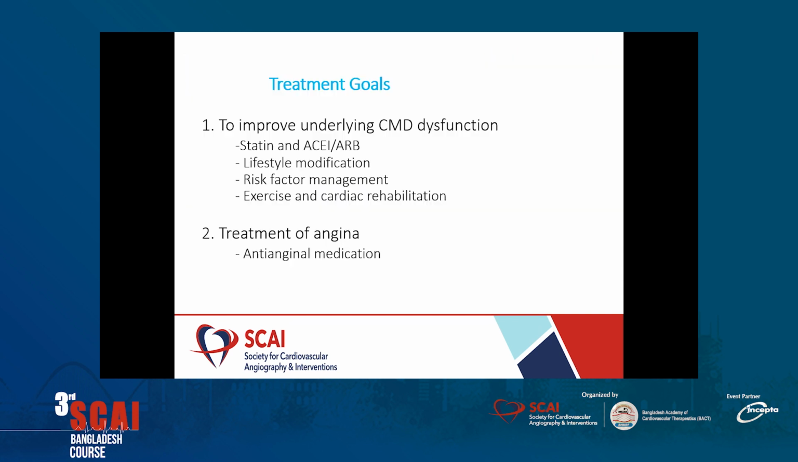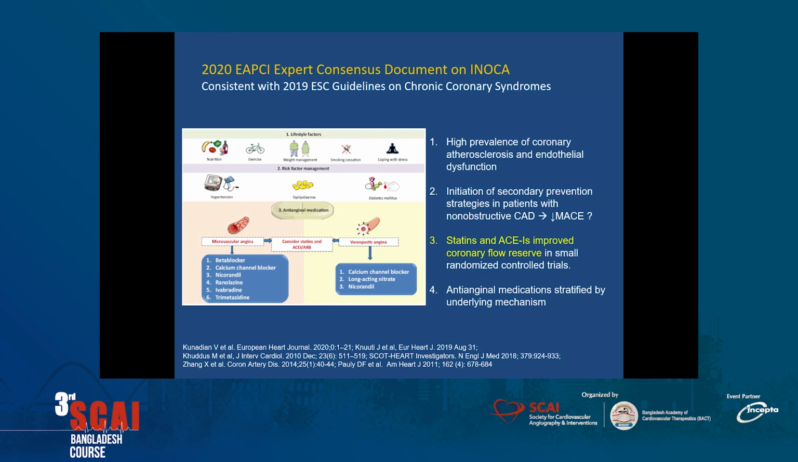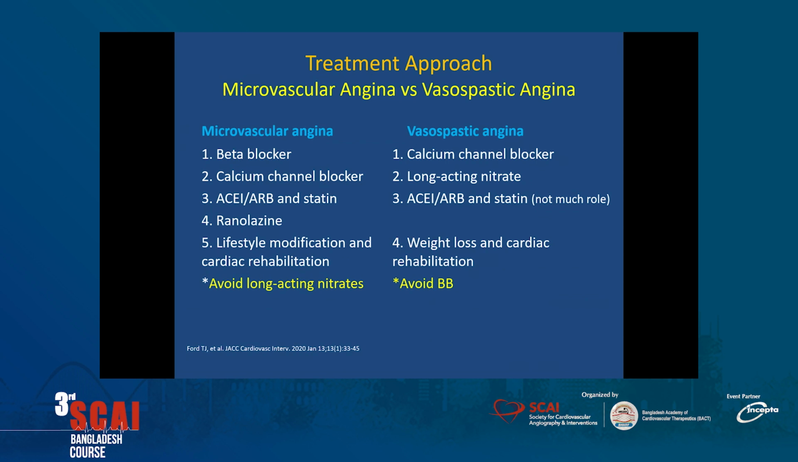So how do you treat the INOCA? There are two goals. One is to treat the angina itself, and one is to improve the endothelial function, like endothelial dysfunction. Everybody has to have lifestyle modification, aggressive risk factor management, exercise, cardiac rehab, and everybody should get a statin and ACE inhibitor because it improves the endothelial function. And you treat the angina with anginal medication. When you treat, there are two buckets. One is the microvascular angina, one is the vasospastic angina. And we'll show you next how to treat. Even 3 years ago, I didn't know how to treat this patient. We still have some unknowns, but this is in general.